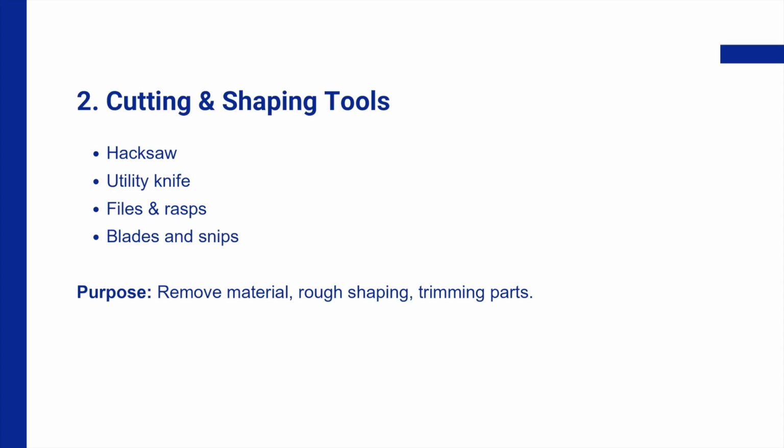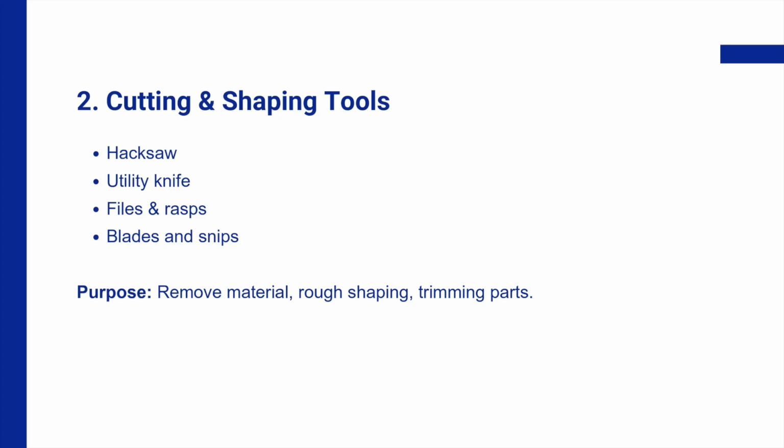And then we have cutting and shaping tools. These tools are used to remove material and form basic shapes during fabrication, and these include tools such as hacksaws, files, rasps, utility knives, and also chisels. In many cases, these tools are used to prepare or refine the workpiece before it goes to a machine tool. Proper use of cutting and shaping tools will help to improve accuracy, surface quality, and also overall fabrication efficiency.